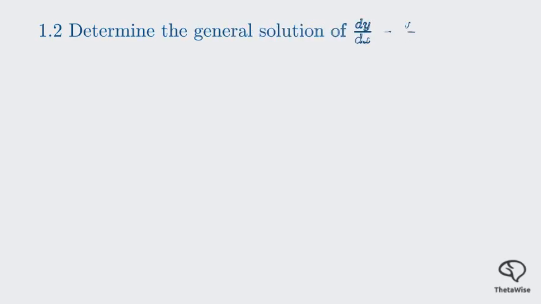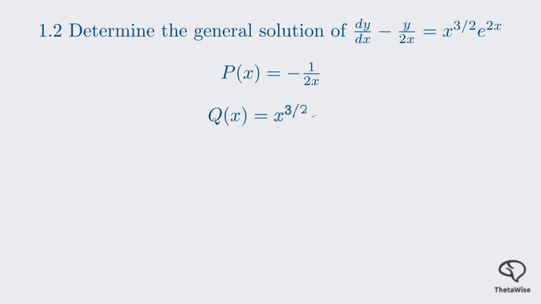The question asks for the general solution of dy/dx minus y over 2x equals x to the 2 times e to the 2x. This is another first-order linear differential equation, so we'll use the integrating factor method again. First, let's identify P(x) and Q(x). P(x) is the coefficient of y, which is negative 1 over 2x, and Q(x) is the entire right-hand side, x to the 2 times e to the 2x.